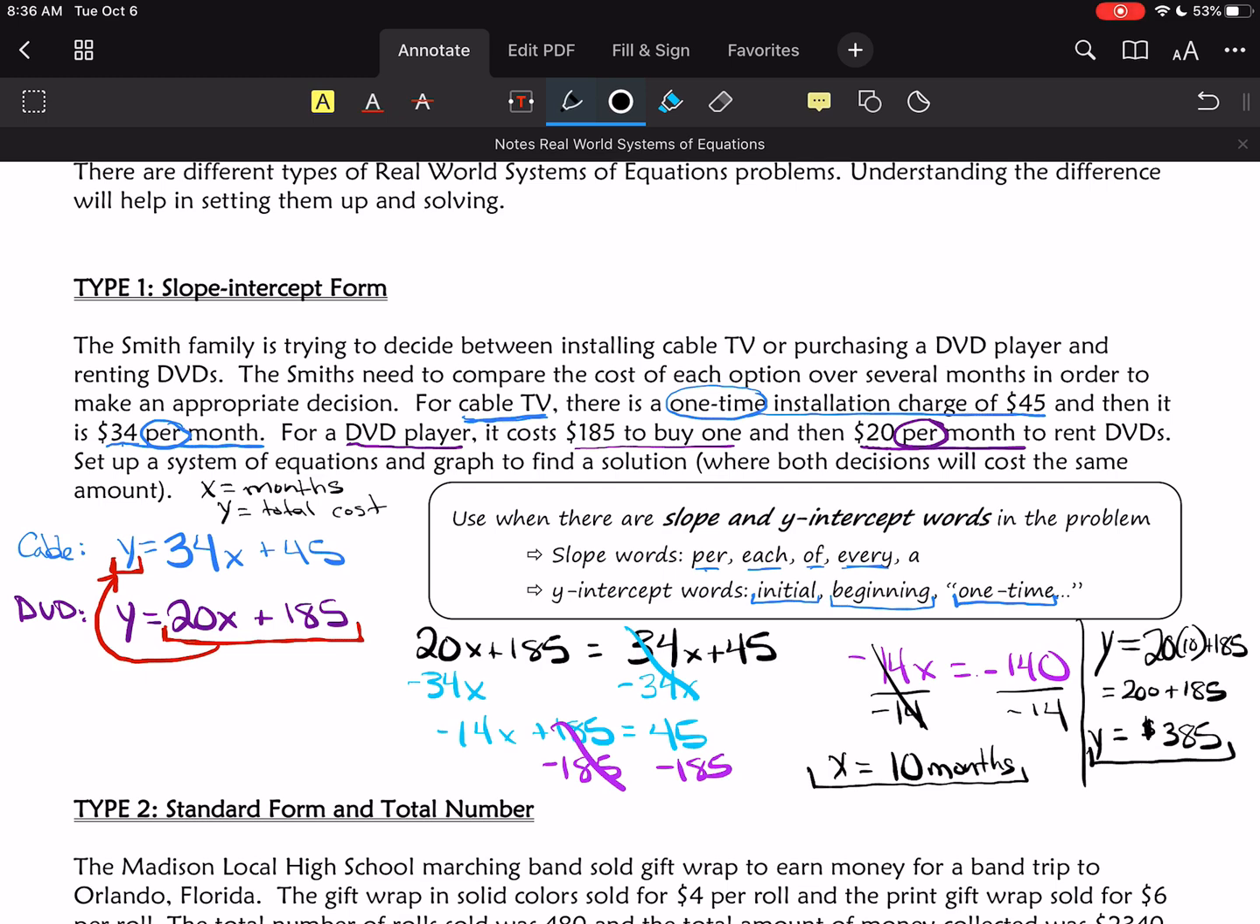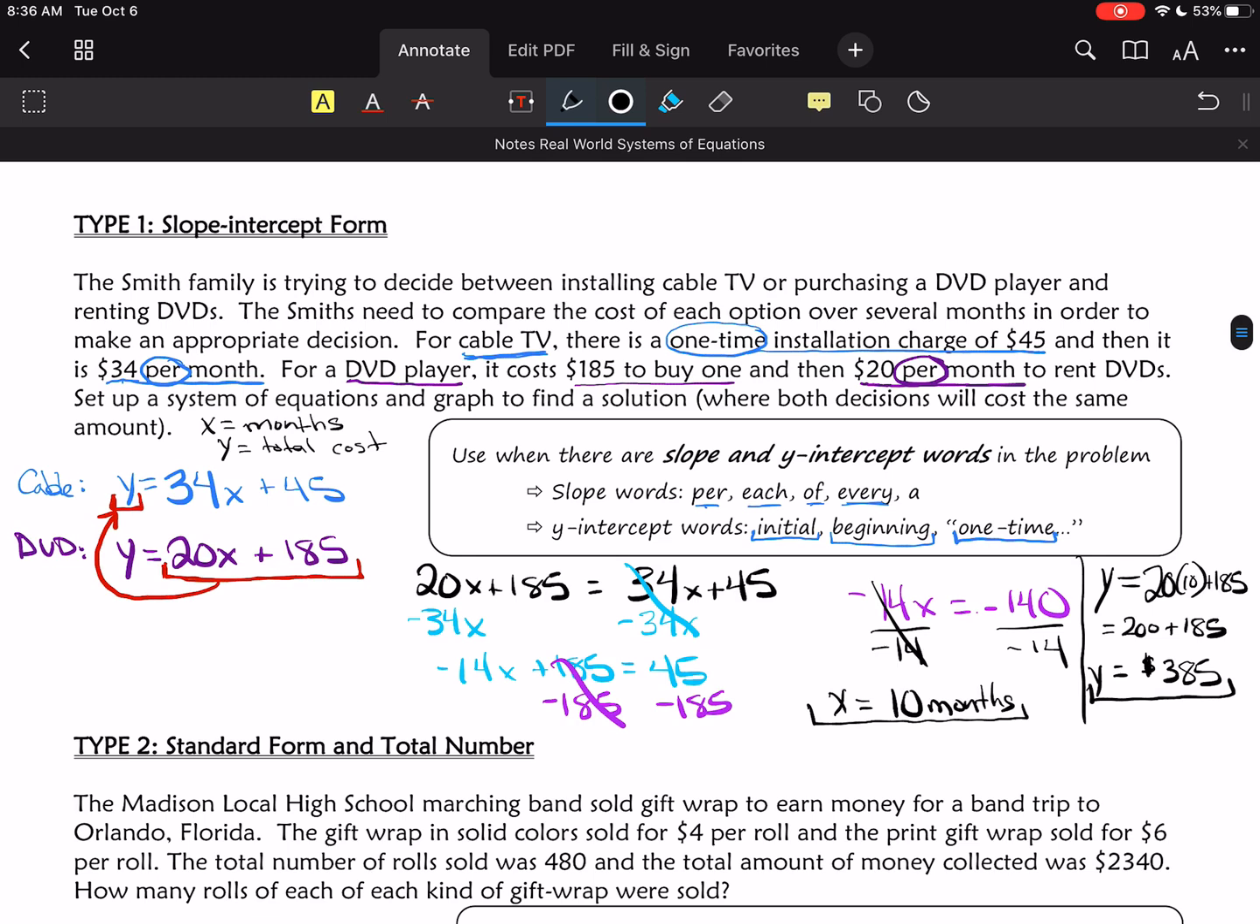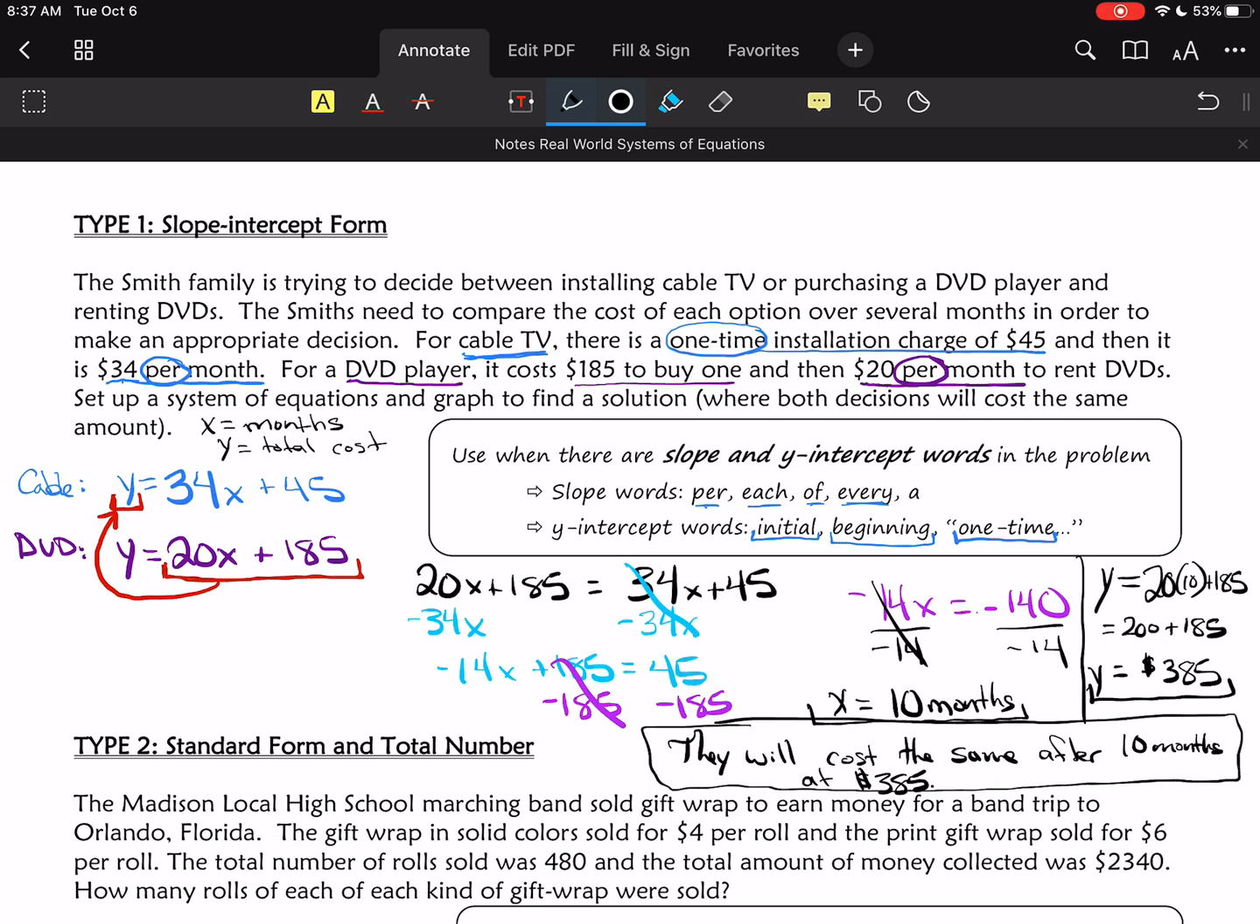So my final answer, I want to write the sentence. They will cost the same after 10 months at $385. Okay, so that's dealing with type 1 when I have y equals and y equals.